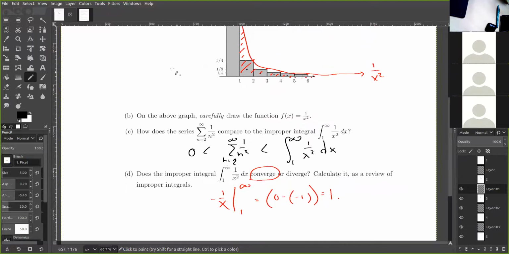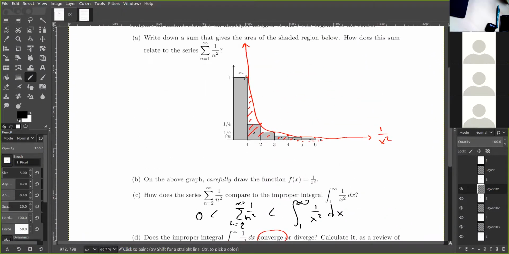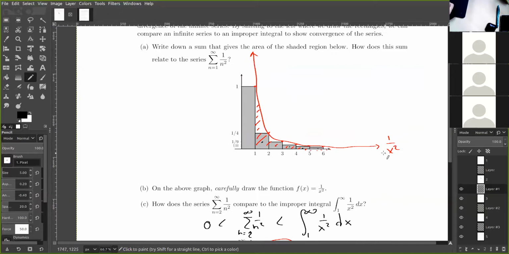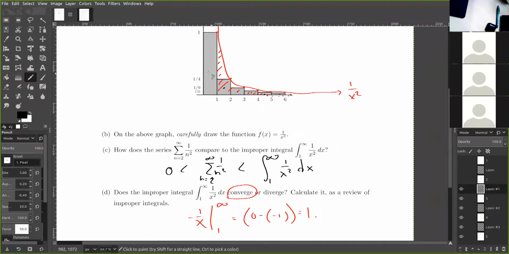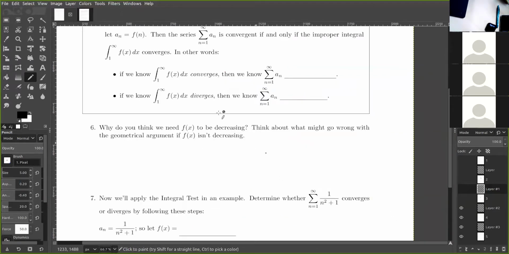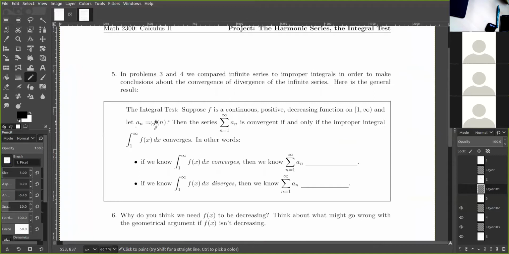So this is kind of our big idea, our big concept. Just by choosing geometrically how we model these series, we can really compare it with a function, either as a right-hand or a left-hand Riemann sum of an improper integral. And so this gives us our integral test.